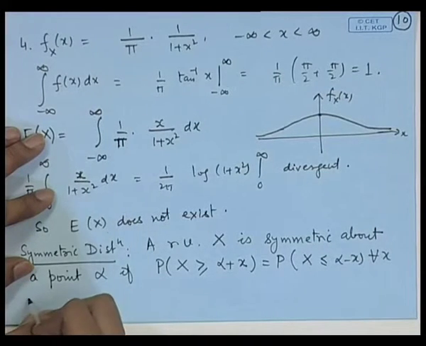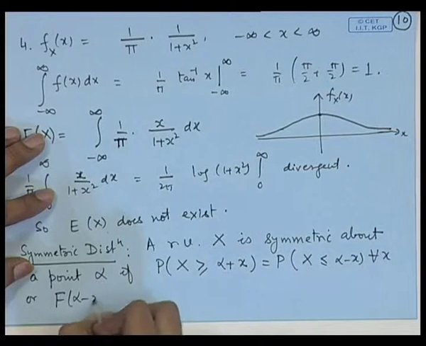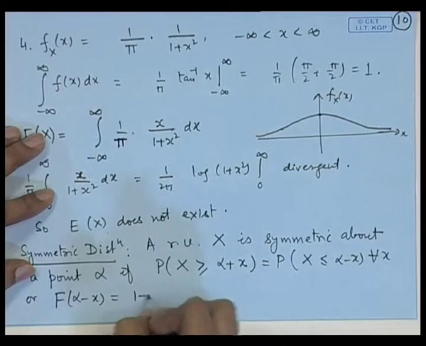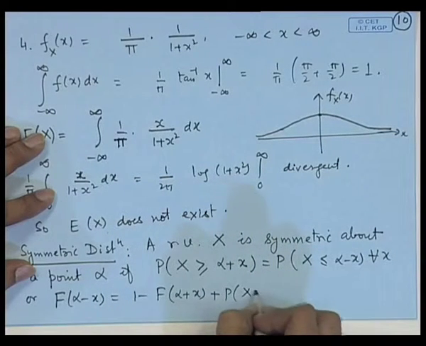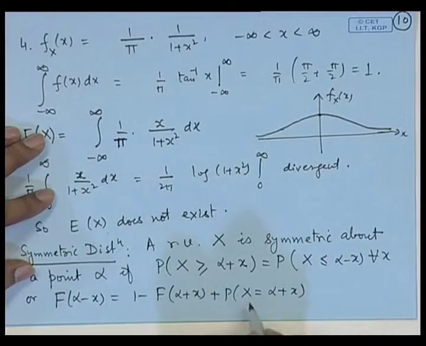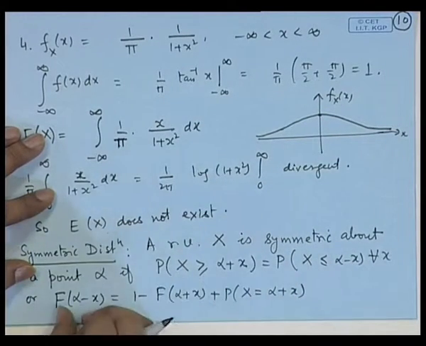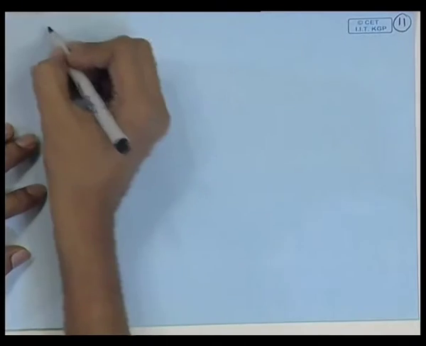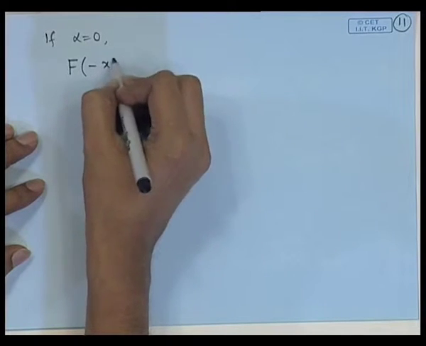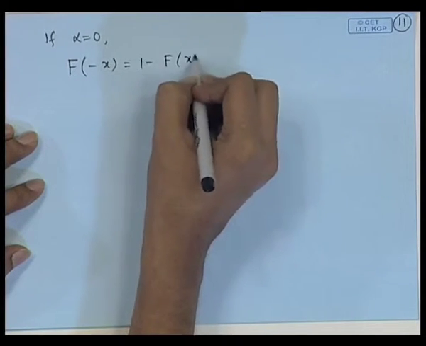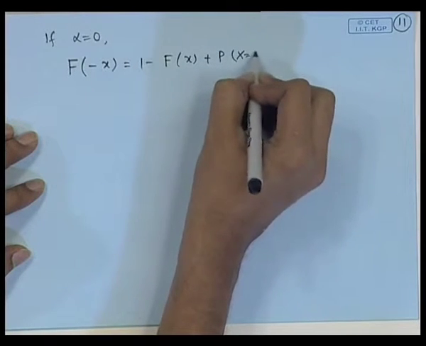In other words, we can say F of alpha minus x is equal to 1 minus F of alpha plus x plus probability of X is equal to alpha plus x. If the random variable is continuous, this term will vanish and it will be simply a relationship between the CDF at minus and plus point. Suppose I take alpha is equal to 0. In this definition, if we take alpha is equal to 0, then this condition is reducing to simply F of minus x is equal to 1 minus F of x plus probability X equal to x.